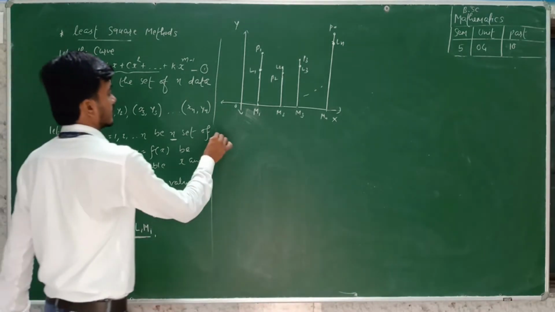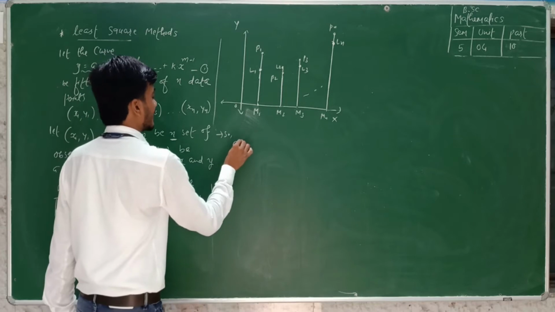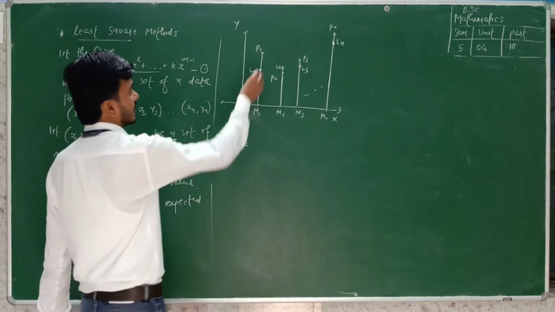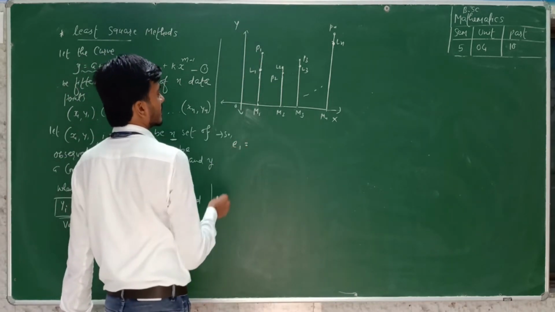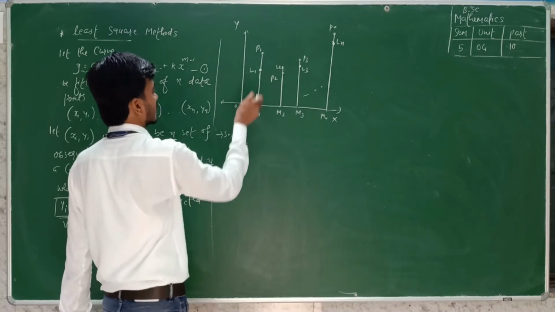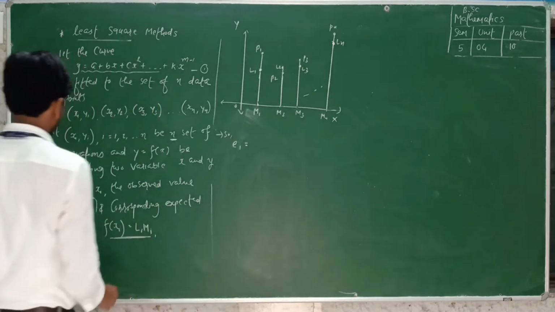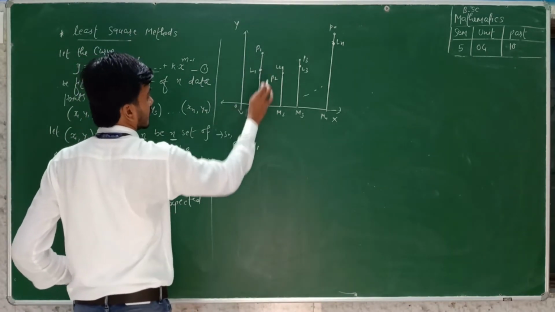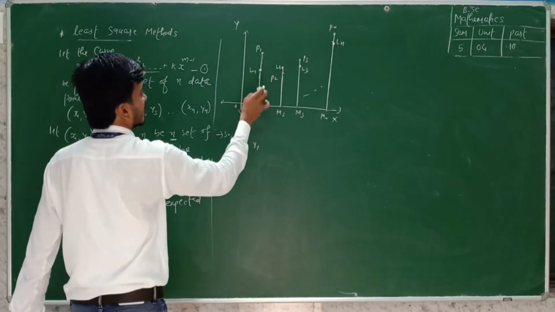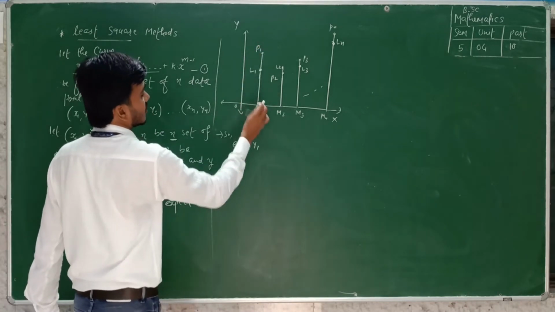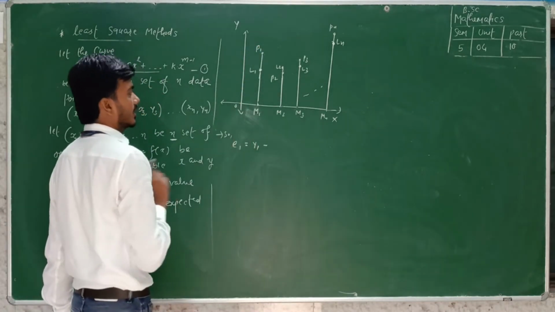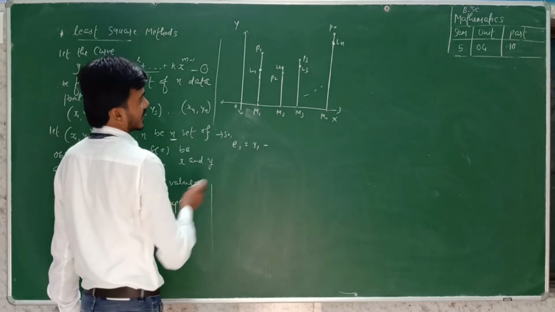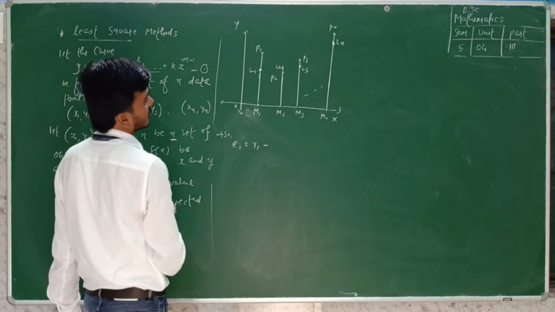Then ei means error. First, e1 means the first error, at x1, y1. Here y1 means the total observation value. But how do we count this error?